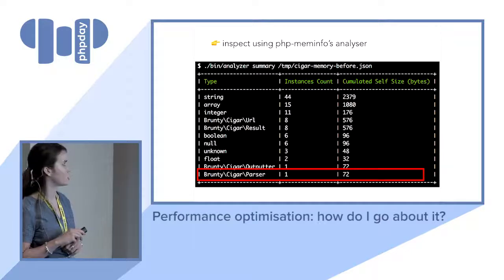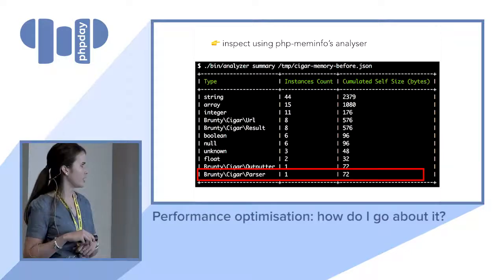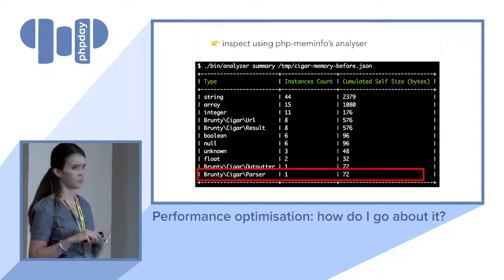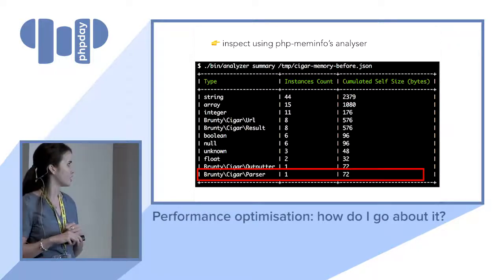So here you just do the summary call, and you can see that there is a parser object, an outputter. There's some strings, arrays. It gives you the count. So we have 44 strings in the memory at the point at which the profiling ended. We've got some floats.